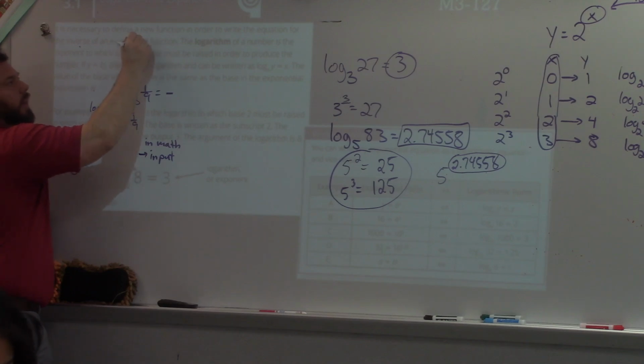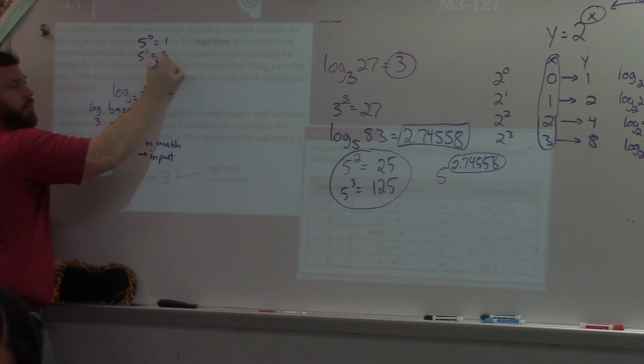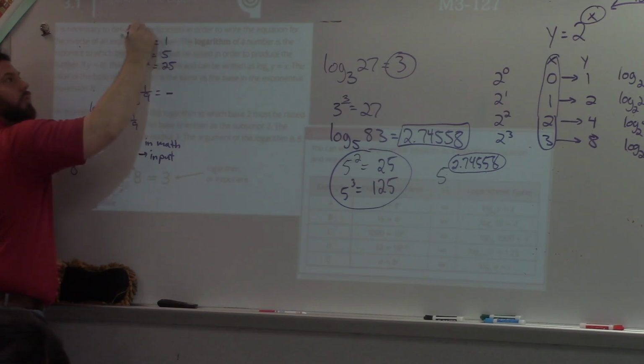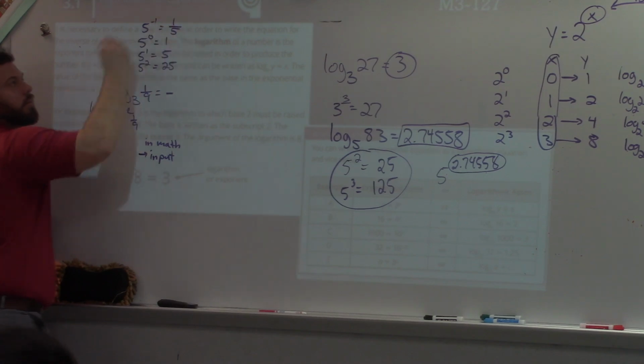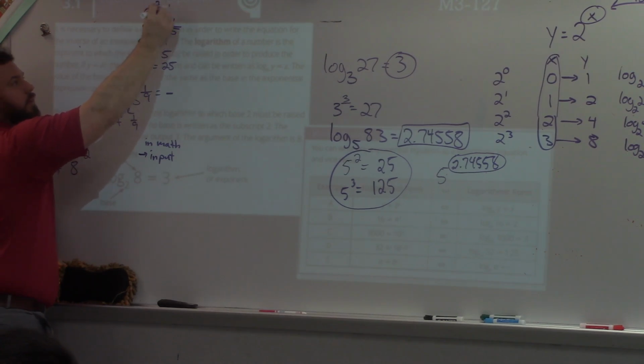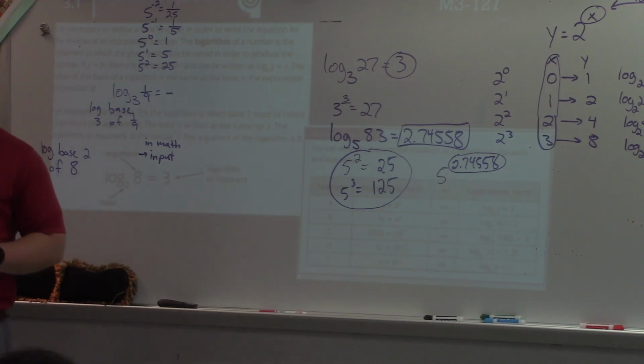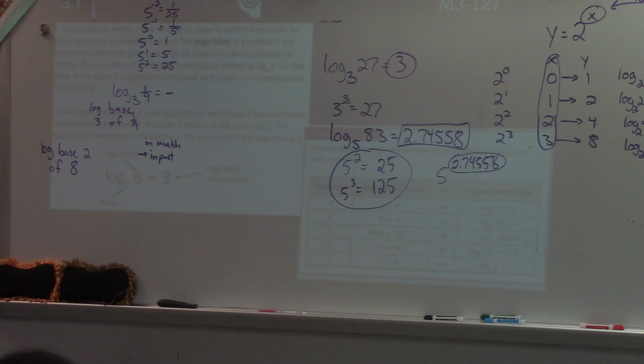Remember, let's start here. 5 to the 0, what is that? 1. What is 5 to the first? What is 5 to the second? So I'm multiplying by 5 going this way. So if I go backwards, what's 5 to the negative 1? 1 divided by 5. What's 5 to the negative 2? 1 divided by 25, or 1 divided by 2 5s. When we talk about a negative exponent, it just means division.